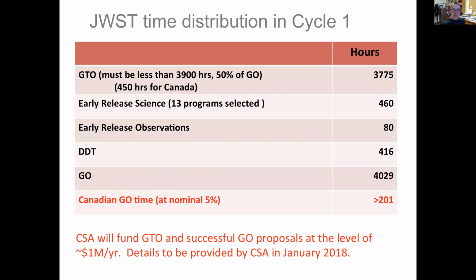And one very important message I want to get across here is that the Canadian Space Agency will actually fund GTO and successful GO proposals for science support. So any successful GO proposals will receive money from CSA on average at the level of about $1 million a year. You're not going to get that amount, but that gives you an idea. So the bottom line is if you're successful at getting time with JWST, you will get money from CSA with it. The details of this funding will be provided by CSA in early January 2018.